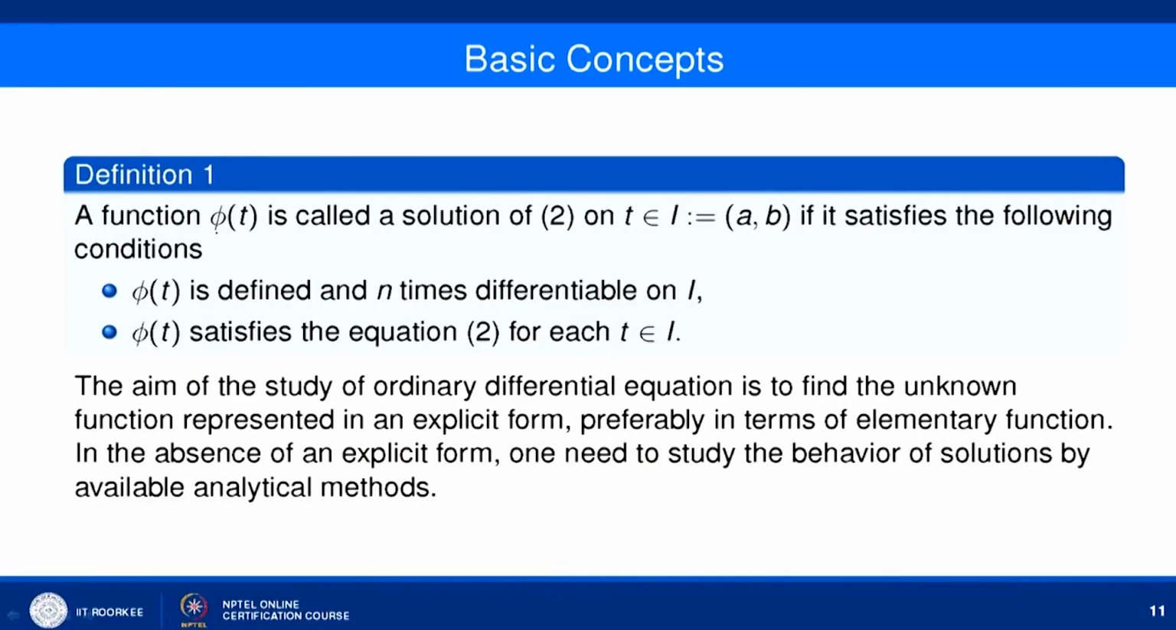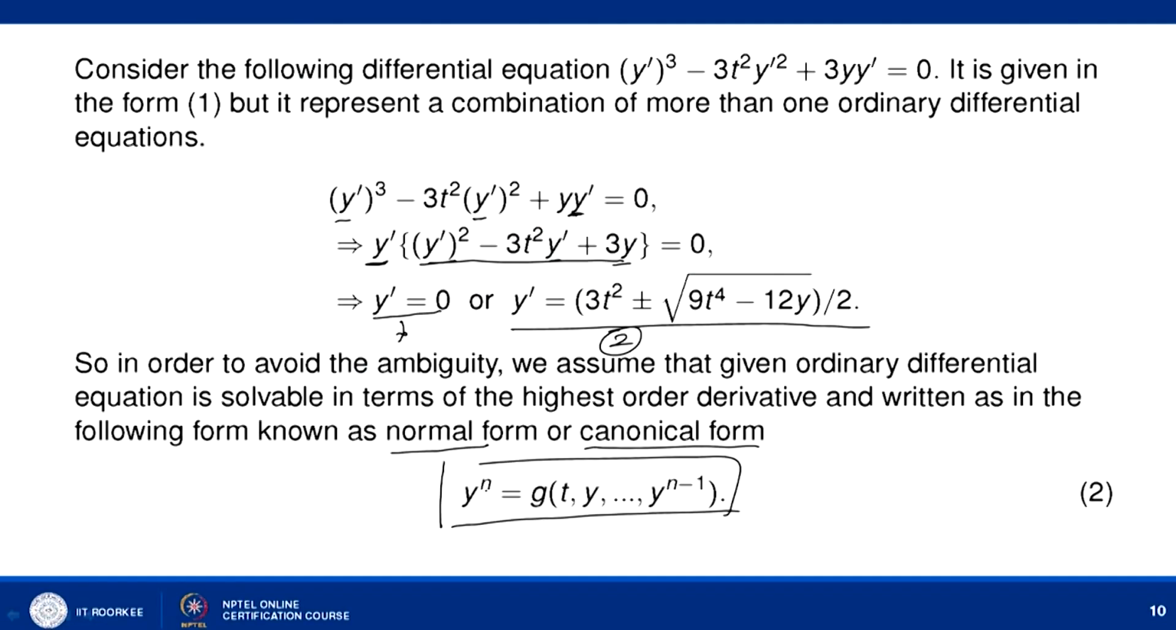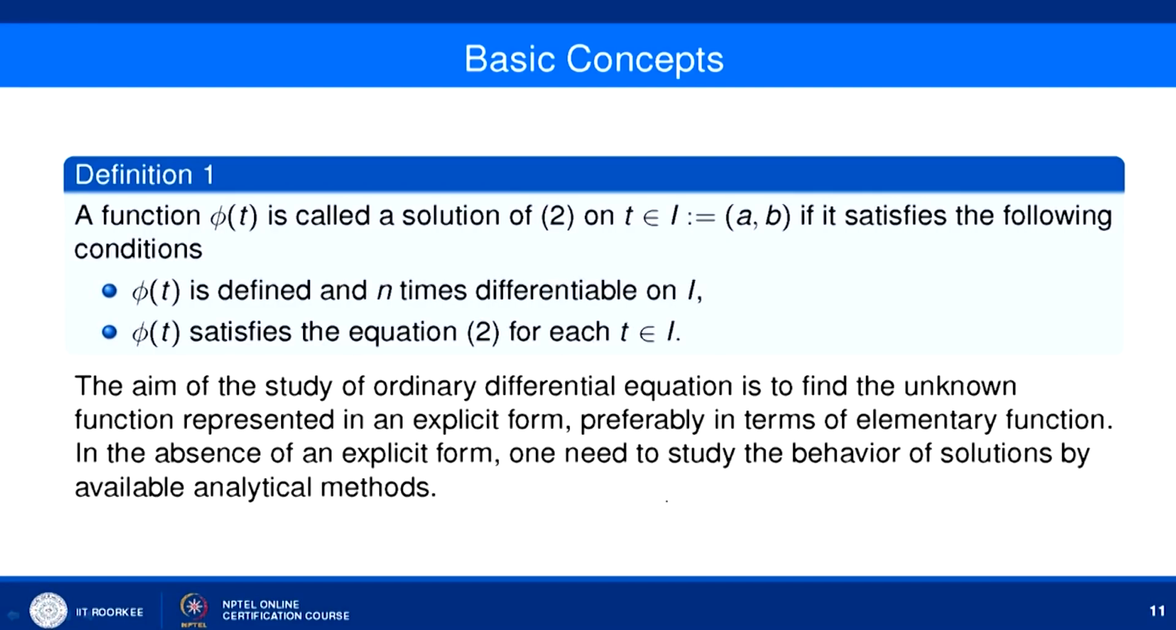Similarly, we can define the solution of this differential equation in the following manner. A function phi(t) is called a solution of equation 2, that is y^(n) = g(t, y, ..., y^(n-1)), if it satisfies the following conditions. Here we need to consider that t belongs to at least some interval. Right now I am considering this as an open interval (a, b).